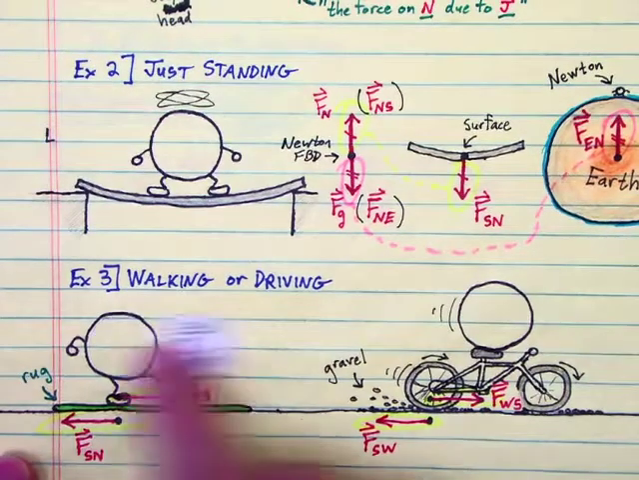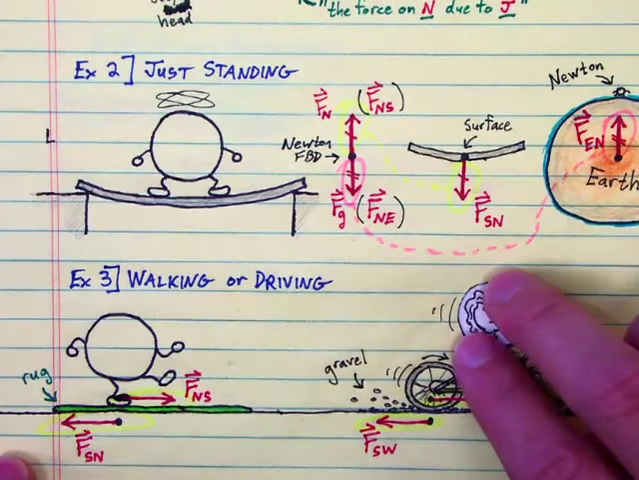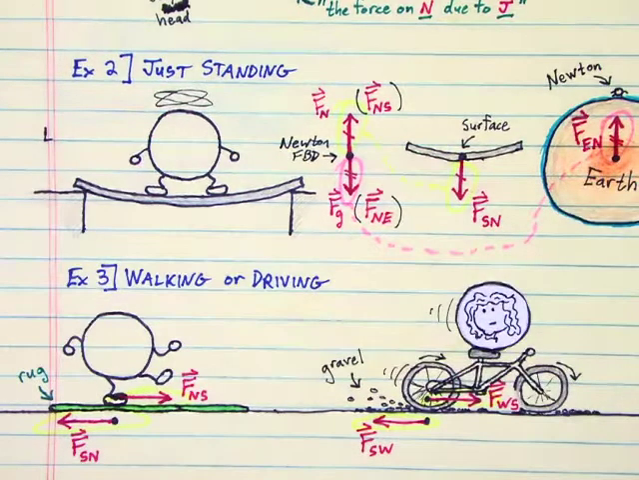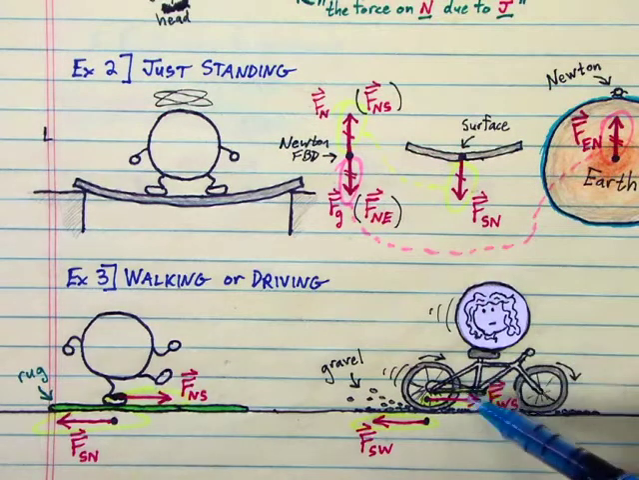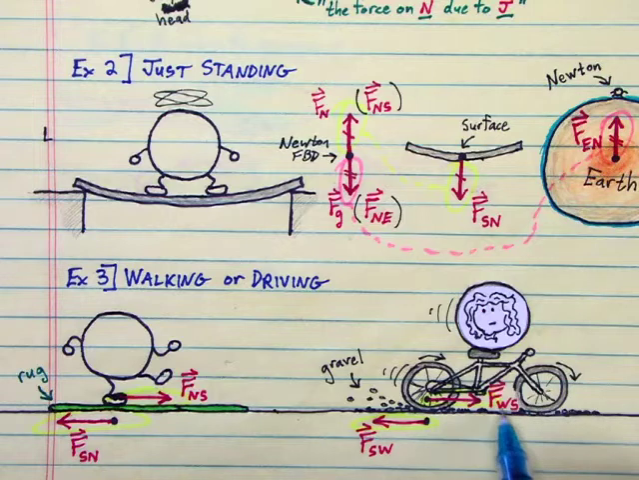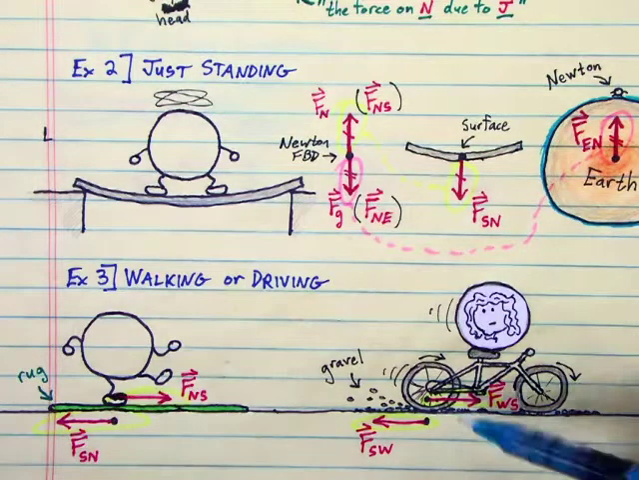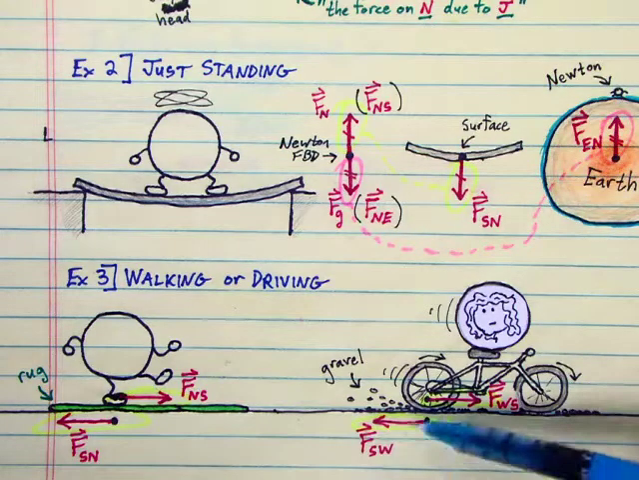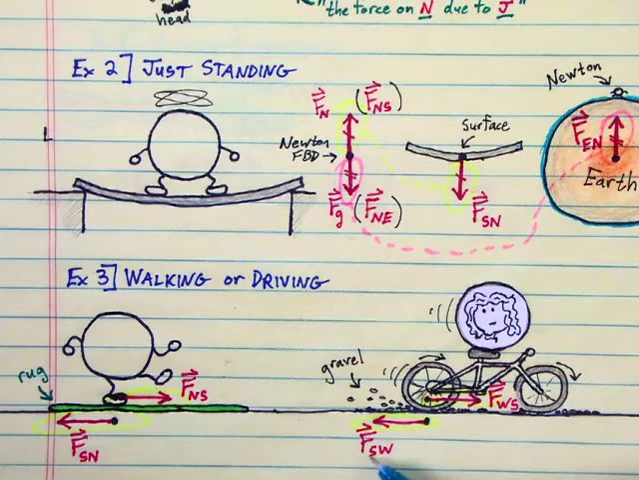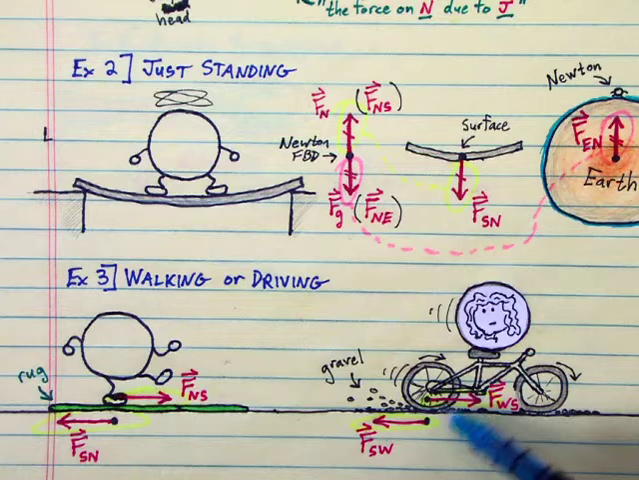Similarly, riding a bicycle or driving a car, the force of static friction between the ground and the wheels, that traction, that's the force on the wheel due to the surface. That's what pushes the bike forward. But at the same time, the wheel, the tire, where it contacts the ground, is pushing backwards on the ground. The force on the surface due to the wheel, that's an equal and opposite Newton's third law pair.